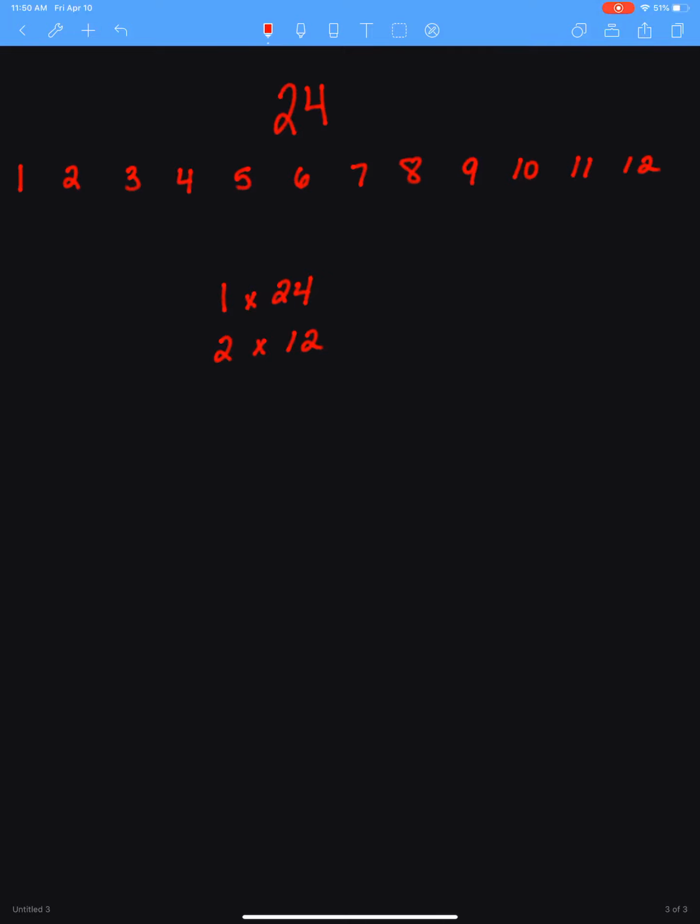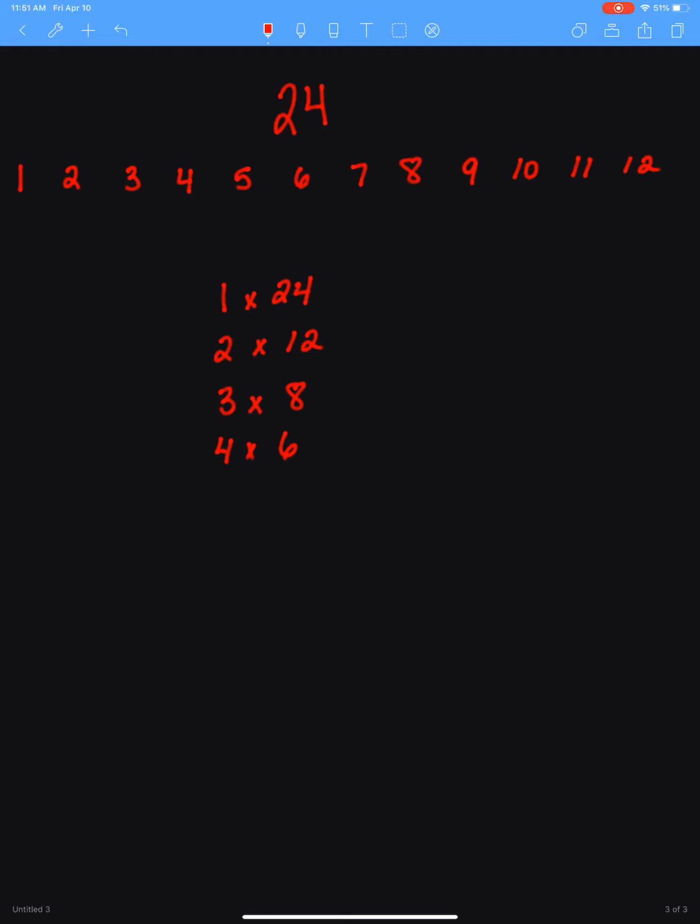We'll move on to 3. 3 is a factor if the digits add up to something that can be divided by 3. If we look at the digits on 24, they are 2 and 4. 2 plus 4 is 6. 6 can be divided by 3, so we know that 3 will be a factor. And if you know your facts, you know that 3 times 8 will give you 24. Now we move on to 4. There isn't really a rule that we can use for 4 right now. It's complicated, so you just need to know your facts to know if 4 will work. 4 times something will give us 24. And if you know your facts, you know that 4 times 6 will give you 24.